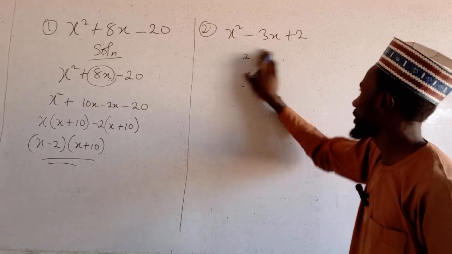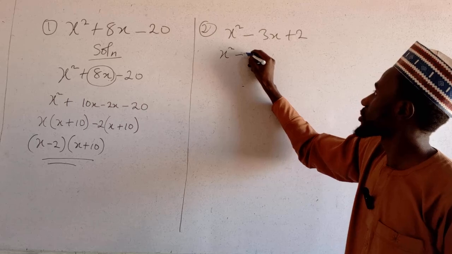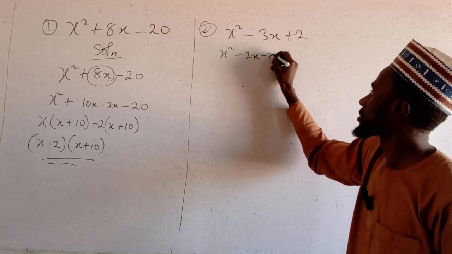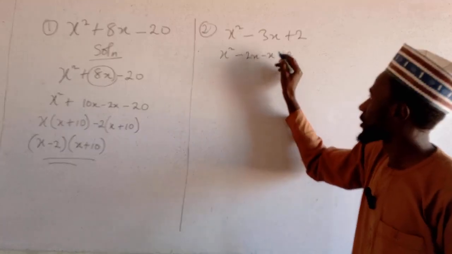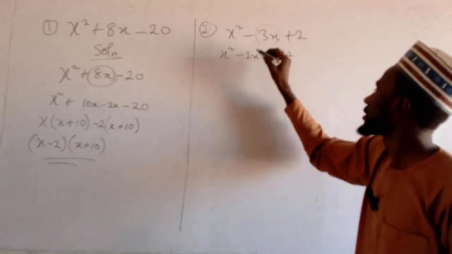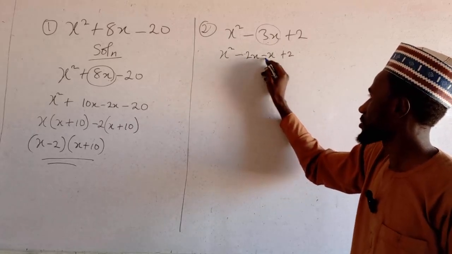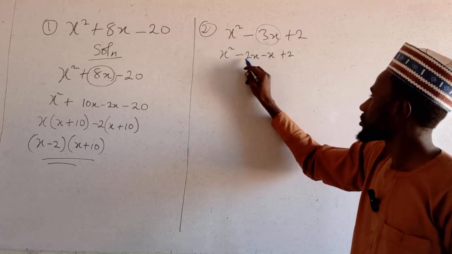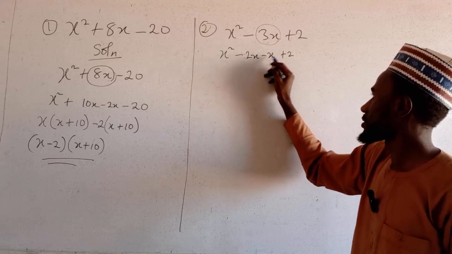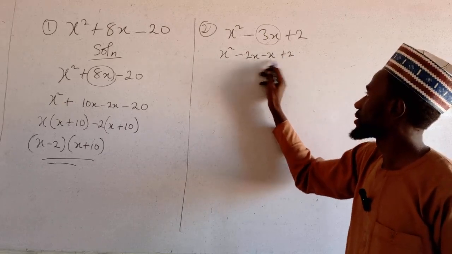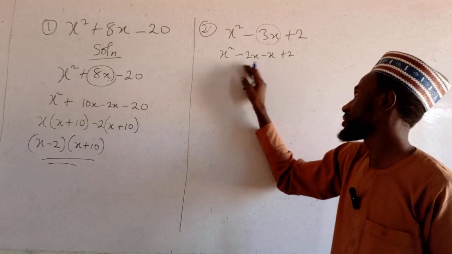Though we don't have 1x here, we can substitute. Since the two numbers satisfy the equation, we have x squared minus 2x minus x plus 2. Don't forget we are replacing the two numbers only. We are replacing the two numbers here: minus 2x minus x is minus 3x. We multiply minus 2 times minus 1 is 2. This satisfies the equation. Then we can factorize. Now we reach this stage where we can factorize.